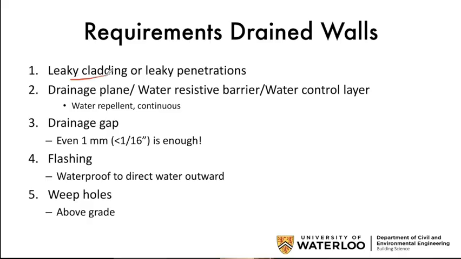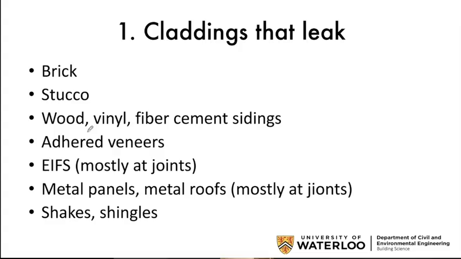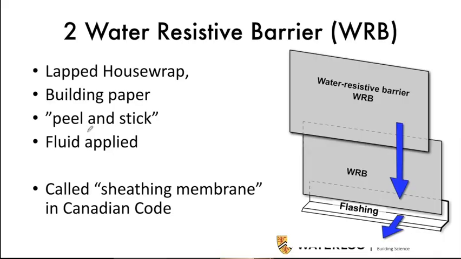So the leaky cladding, I gave you a list. Many claddings leak. We need that drainage plane, gap, flashings, and weep holes. So then I listed for you these claddings, and this covers most of them. And I gave you an example of what a water resistive barrier or a drainage plane or equivalent would look like. This material here could be one of several product categories.